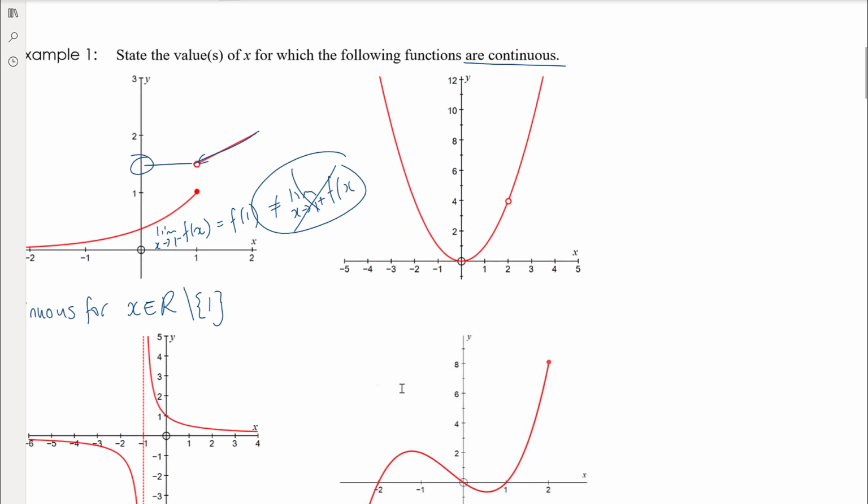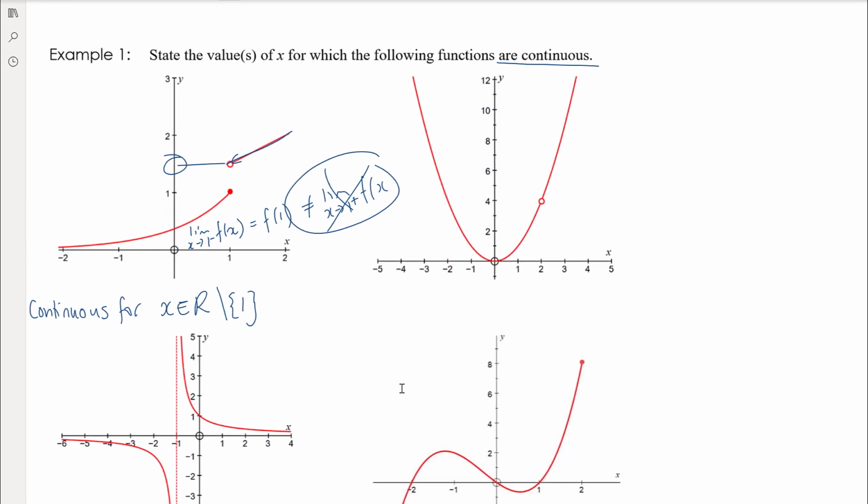This one here, the parabola. Again, we've got a discontinuity with the hole in the graph when x equals 2. So we would say this is continuous for x is an element of any real number as long as it's not 2. And the issue here is that f at 2 doesn't exist.